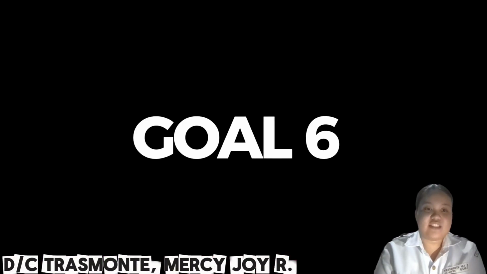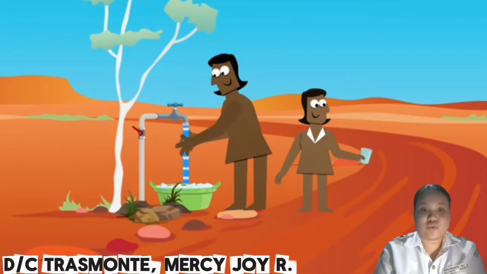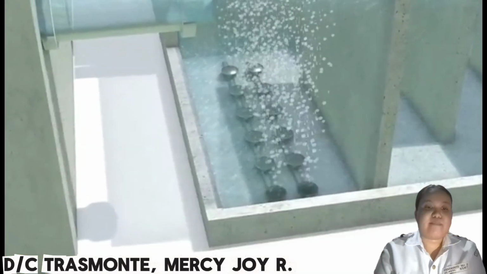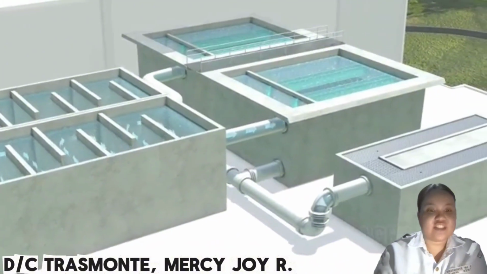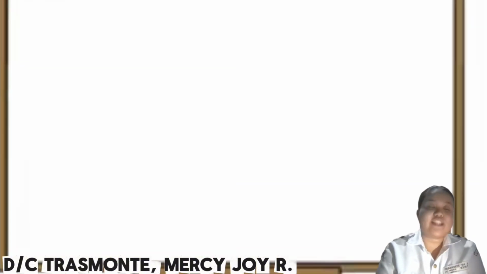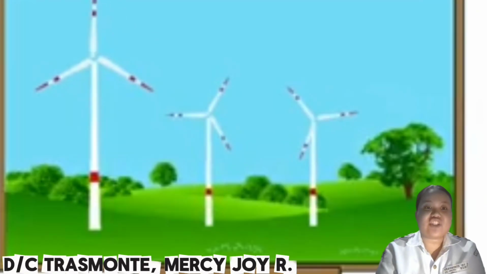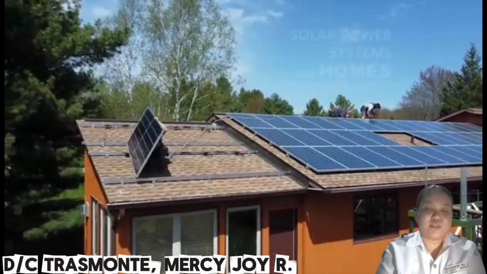And number 6 is clean water and sanitation. Goal 6 ensures access to clean water and proper sanitation for everyone. An example is building clean water systems in rural areas. Number 7, affordable and clean energy. Goal 7 ensures reliable, affordable, and clean energy for all. An example is using solar panels in communities.